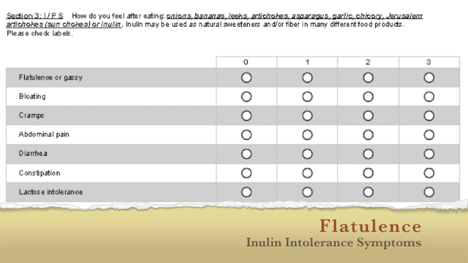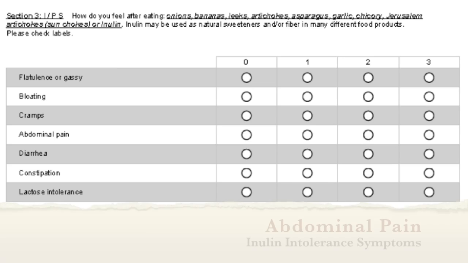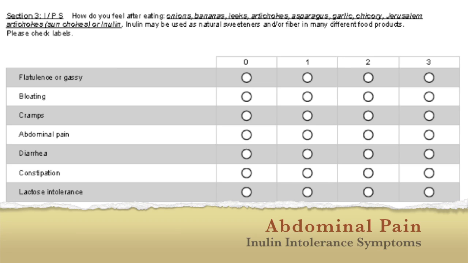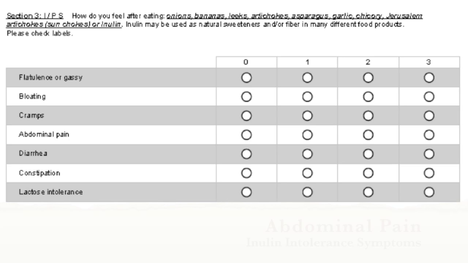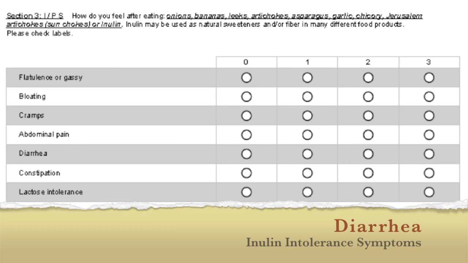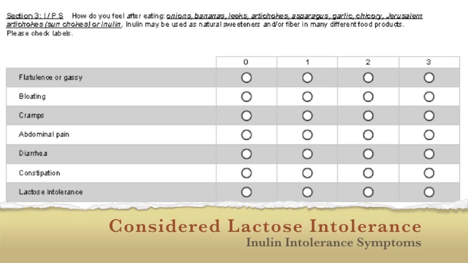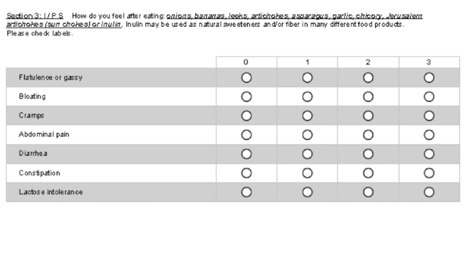But if the food in this section caused any gastrointestinal distress, it would be attributed to being either lactose intolerant or the blame would be placed elsewhere. Symptoms of inulin intolerance usually include flatulence, bloating, cramps, abdominal pain, diarrhea, or constipation. This section allows the patient to answer queries on how they feel after consuming high inulin foods.